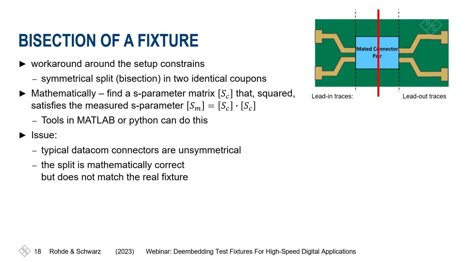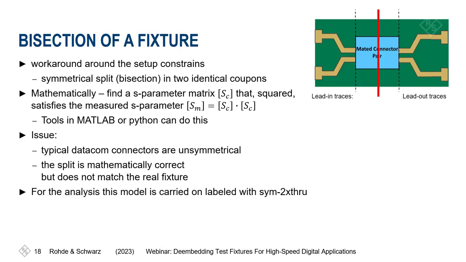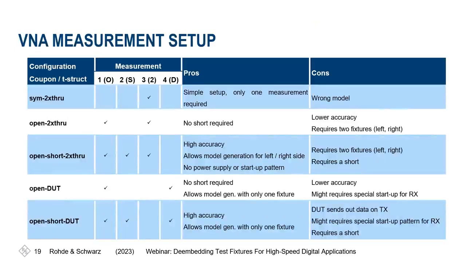The split is mathematically correct, but the fixture does not match the real fixture. And so for the analysis, this model is carried on, labeled with symmetrical 2x through. So here's the overview of what we're doing. We have a configuration and we have a label of coupon and structure, and we have measurements. You see the measurements 1, 2, 3, 4 with open, short, 2 times through, and DOT. And we have pros and cons.